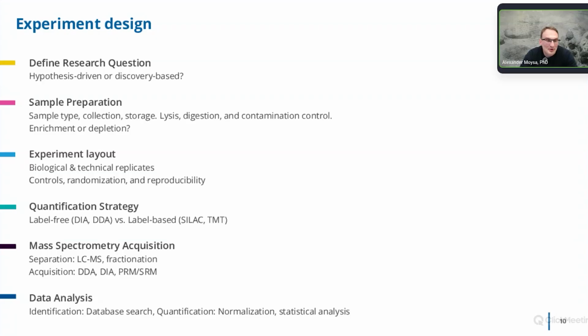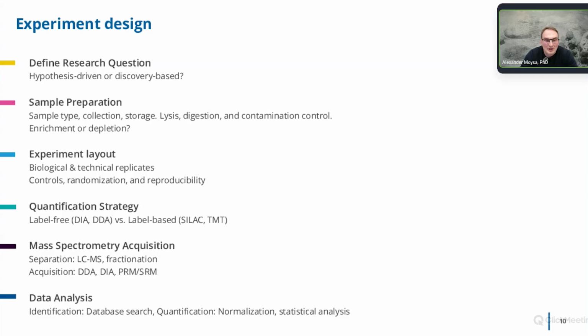A well-planned proteomic experiment is crucial for obtaining reliable and biologically meaningful results. During the discussion of the experimental design, first of all, we need to answer the question: is this experiment hypothesis-driven or discovery-based? If a hypothesis-driven approach is required, meaning that we are focused on a specific set of proteins, then a targeted mass spectrometry method should be selected. If the goal is to identify and quantify as many proteins as possible without a prior assumption, as we have in a discovery-based experiment, then an untargeted method should be selected.